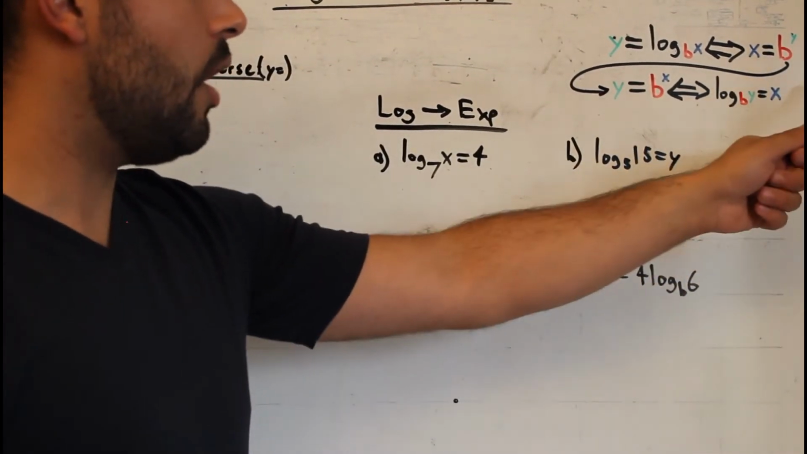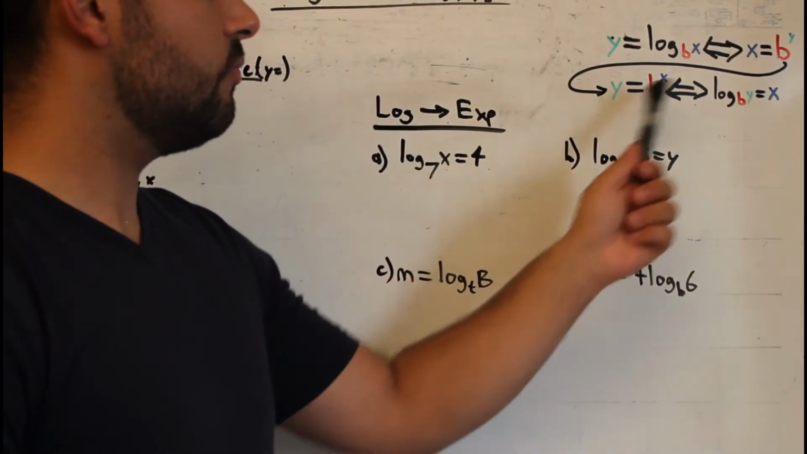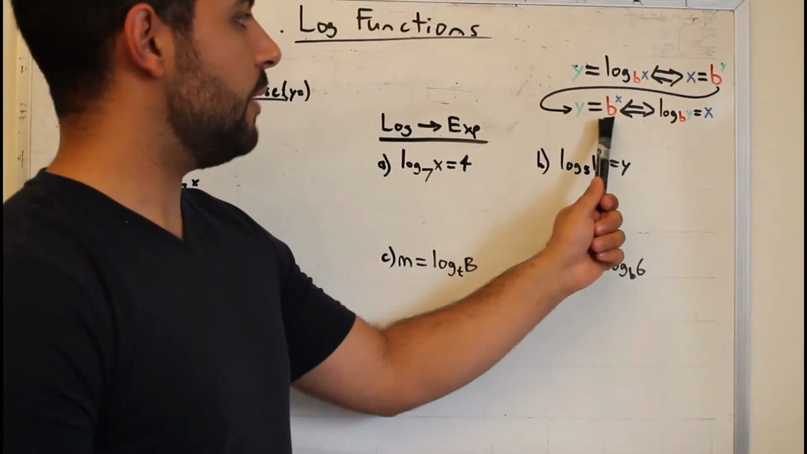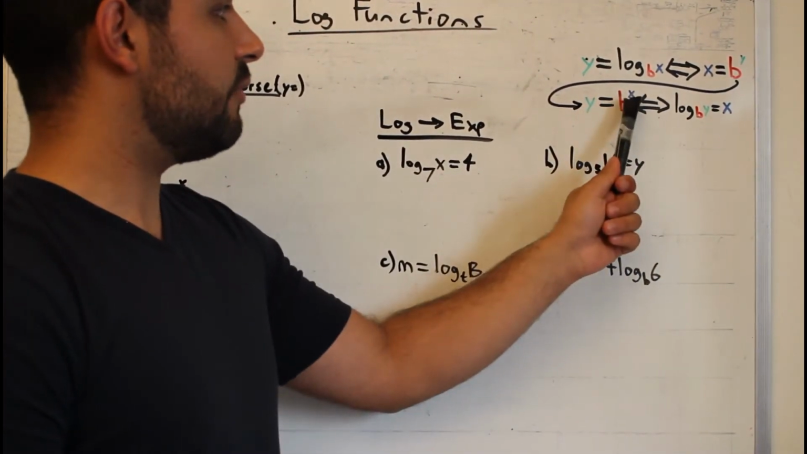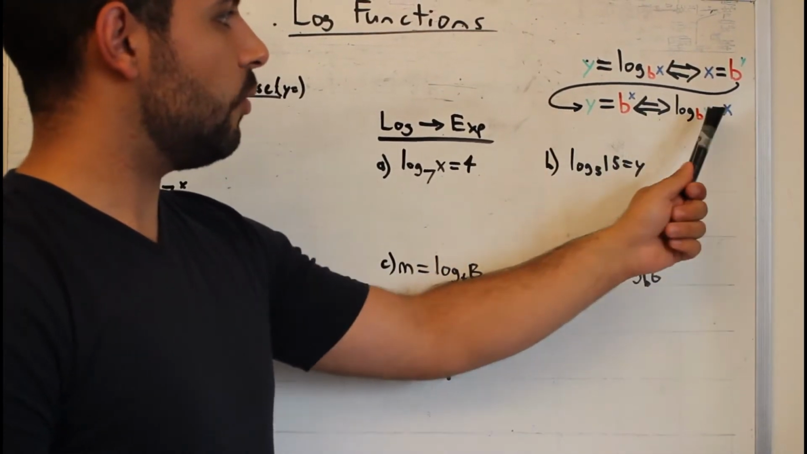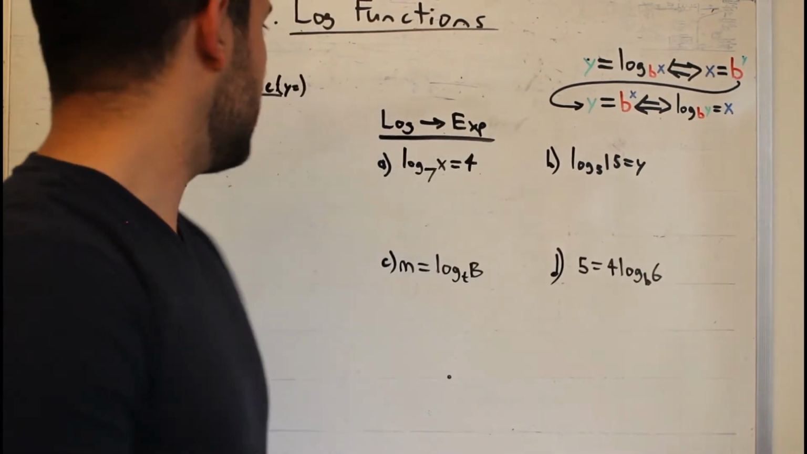x equals b to the y can be rewritten as y equals log base b of x, and you can then go in the other direction. The base b stays the same. Whatever was next to the b switches over to the other side, and this y now becomes the new argument, as they say.